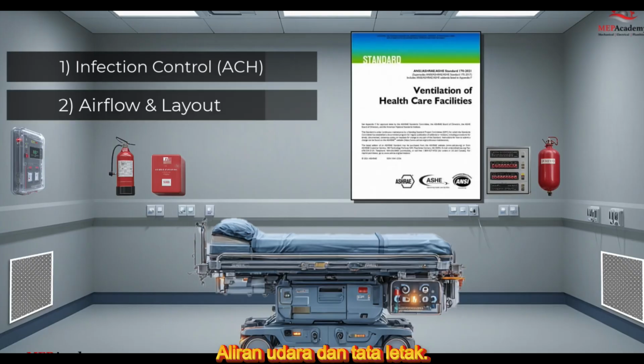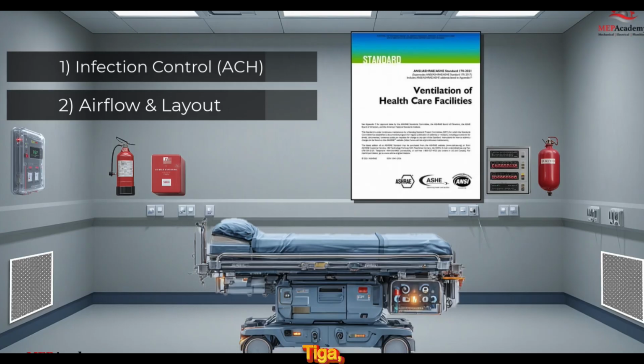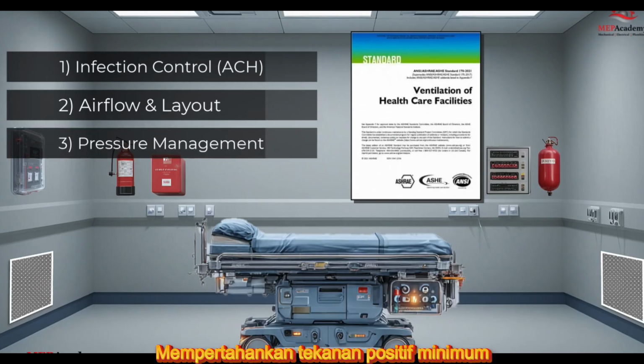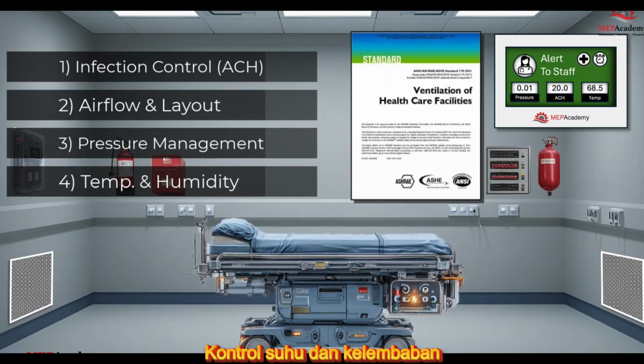2. Airflow and layout. A vertical laminar flow pattern with low wall returns protects the sterile field by continuously removing contaminants. 3. Pressure management. Maintaining a minimum positive pressure differential of plus 0.01 inch water gauge is vital to keep clean air in and contaminated air out. 4. Temperature and humidity control. Maintaining precise temperature between 68 to 75 degrees Fahrenheit, 20 to 24 degrees Celsius, and humidity, 20 to 60% RH in hospital operating rooms, is critical for patient safety, staff comfort, and infection control.